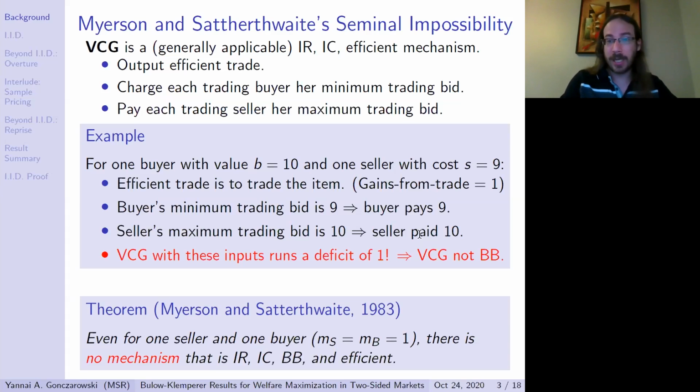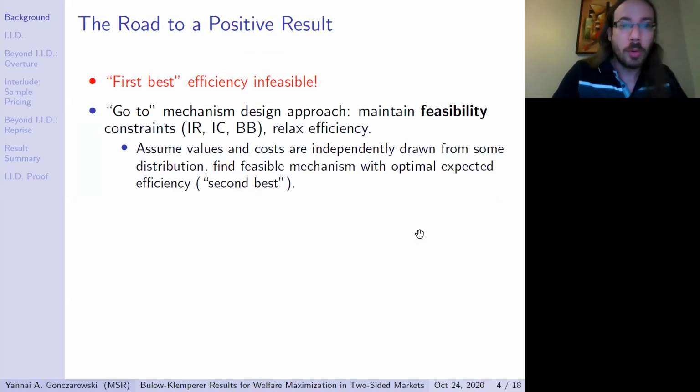So when I said an ideal goal in the previous slide, it really is the ideal, unattainable goal. So what can we do here? The first best efficiency, being efficient for every profile, is infeasible. So one way to proceed is a Bayesian setting. A go-to mechanism design approach is to maintain the feasibility constraints and somehow relax efficiency.